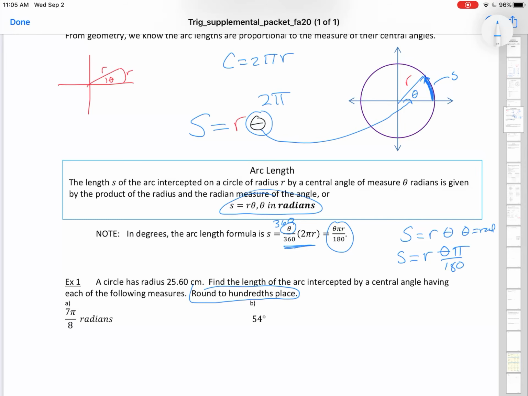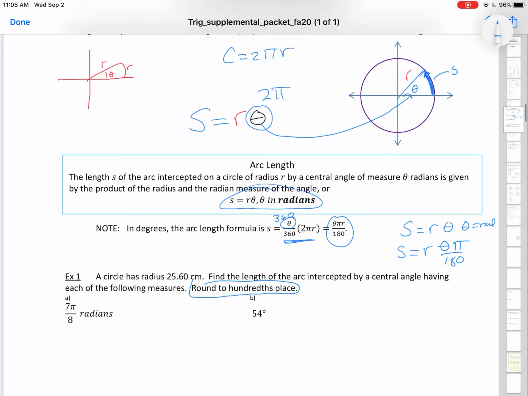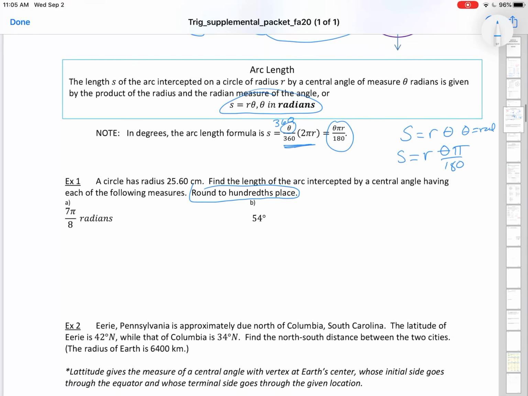Okay, so let's take a step back. What's the big thing that was said? The biggest thing that was said, and what we're going to use, is that S is equal to R times theta if theta is in radians. And if it's not, we're going to have to put it in radians. So let's go watch that work.